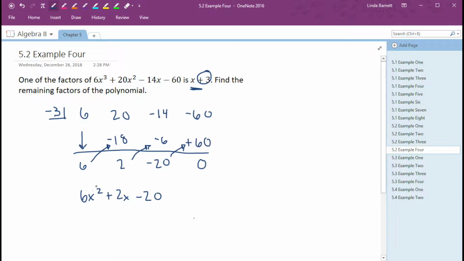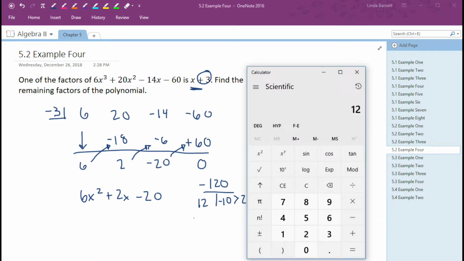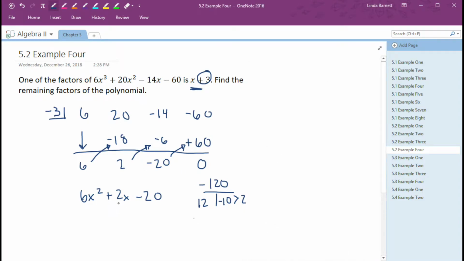I'm going to do that by doing the AC method. What is 6 times negative 20? That's negative 120. I need to think of two numbers that multiply to negative 120 but add up to a positive 2. I think it's 12 and negative 10. Let me just double check. 12 times 10 is 120. Good. All right, so those are my two factors.